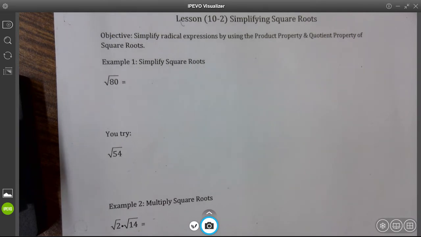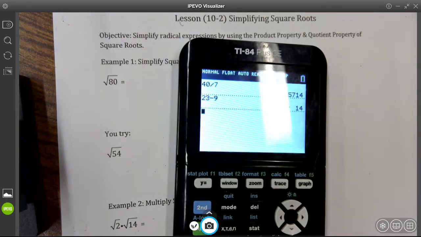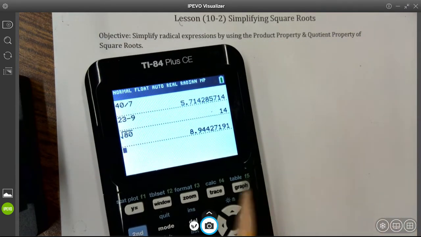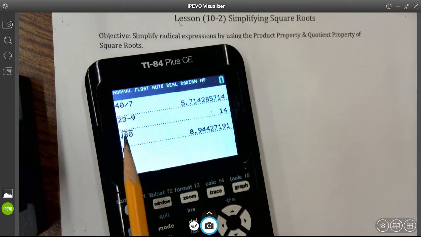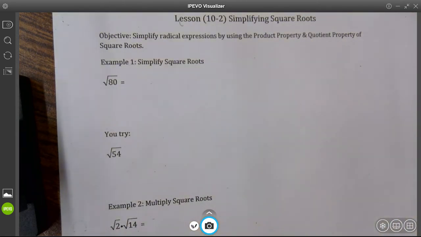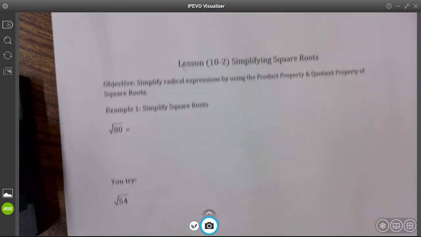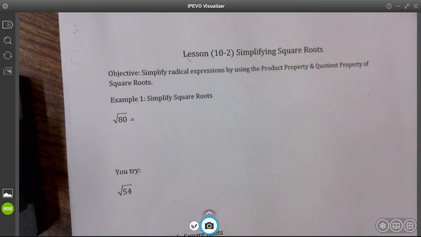It asks you to simplify the square root of 80. Some of you would take a calculator and say the square root of 80 is 8.9442791, and it cuts it off right there. There's actually more to that number. So when you round it, that's truly not the square root of 80. If we want to simplify the square root of 80 as much as possible, we need to reduce it without rounding it.